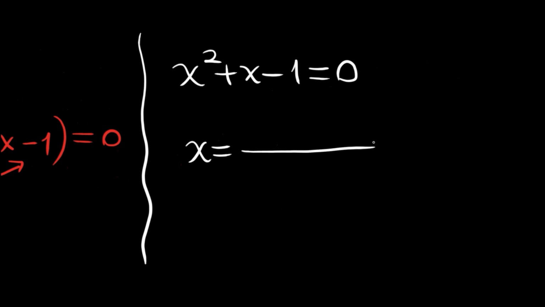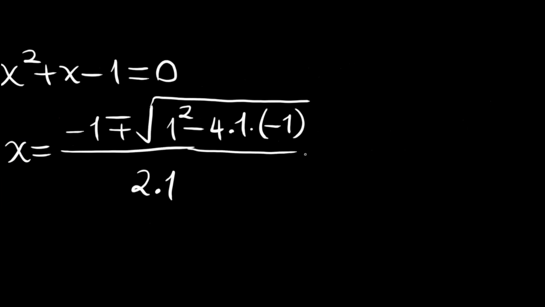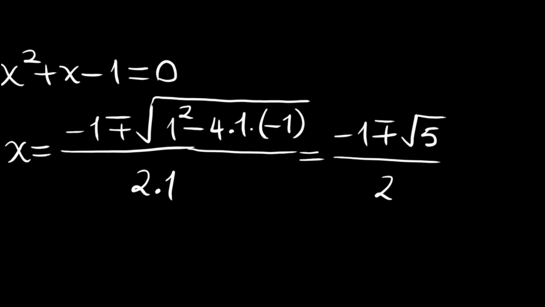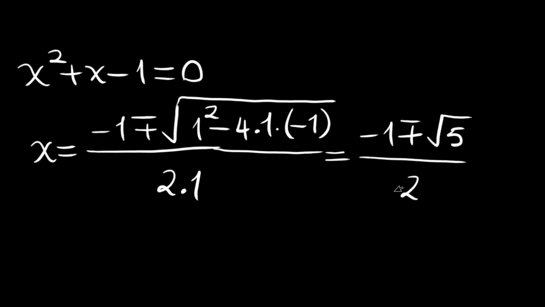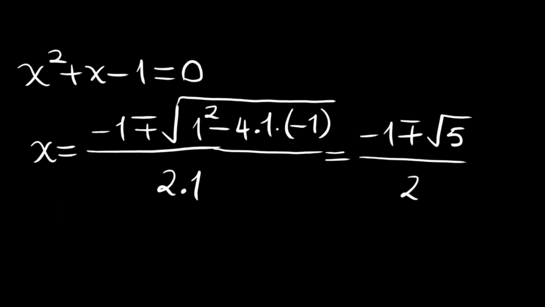x is equal to negative b, which is negative 1, plus minus the square root of b squared minus 4 times a times c. This is the quadratic formula, all divided by 2 times a. So we have x is equal to negative 1 plus or minus root 5, divided by 2. These two are our irrational roots, and x is equal to 2 and x is equal to negative 1 are our integer solutions.